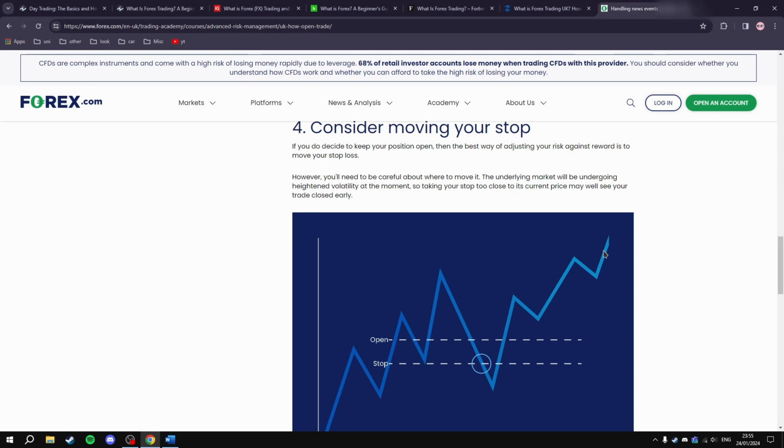The underlying market will be undergoing heightened volatility at the moment, so taking your stop too close to its current price may see your trade close early.